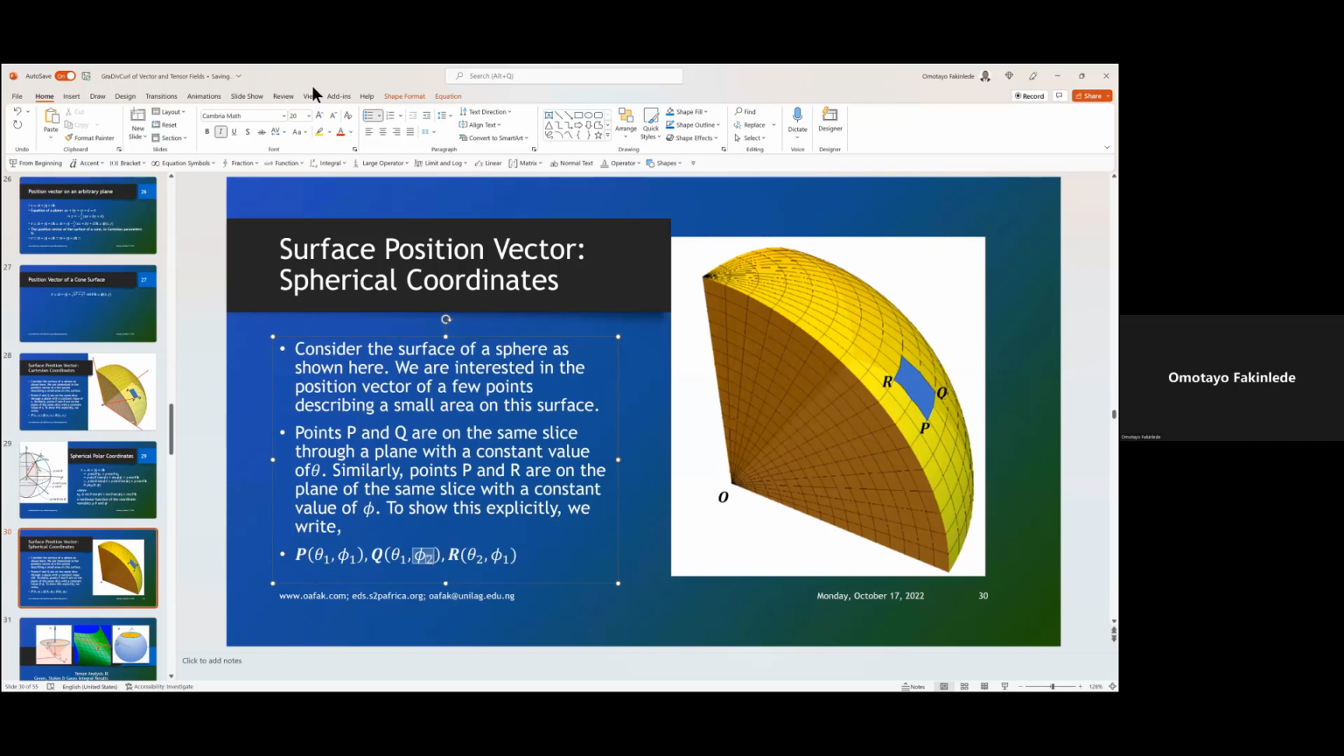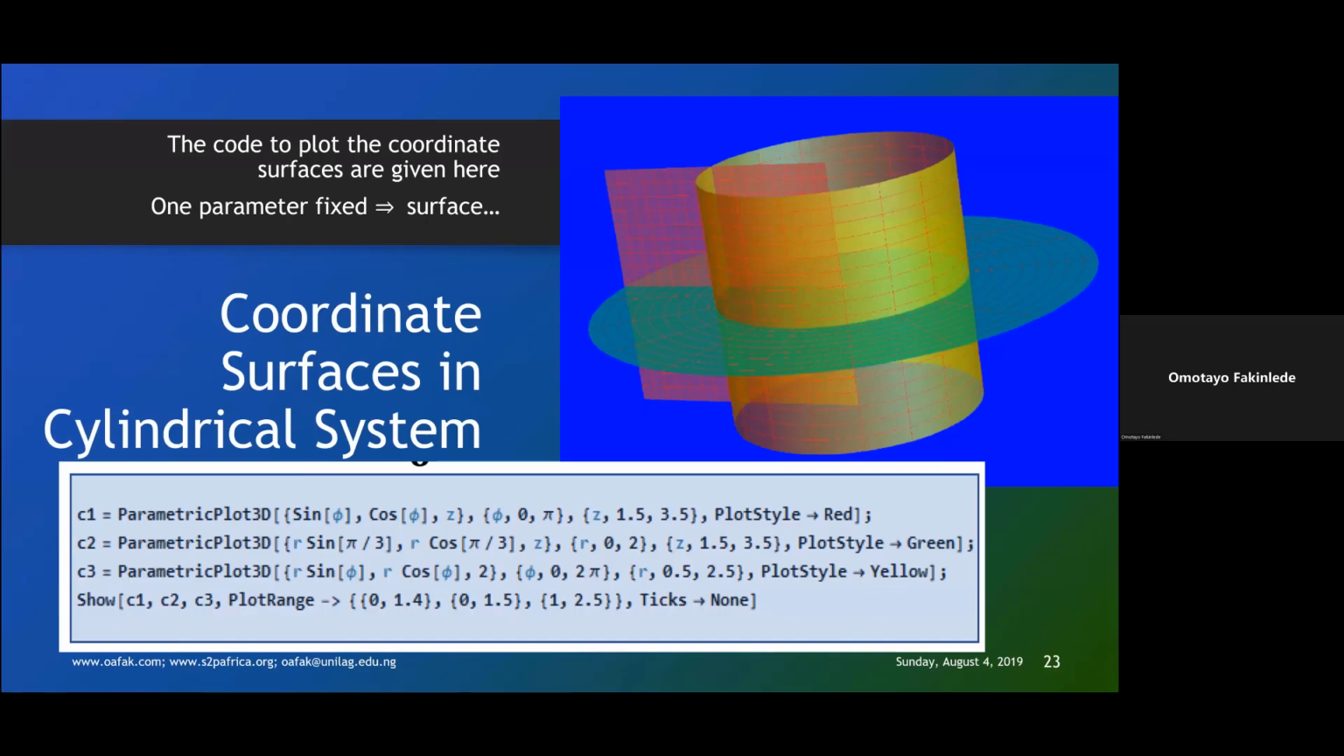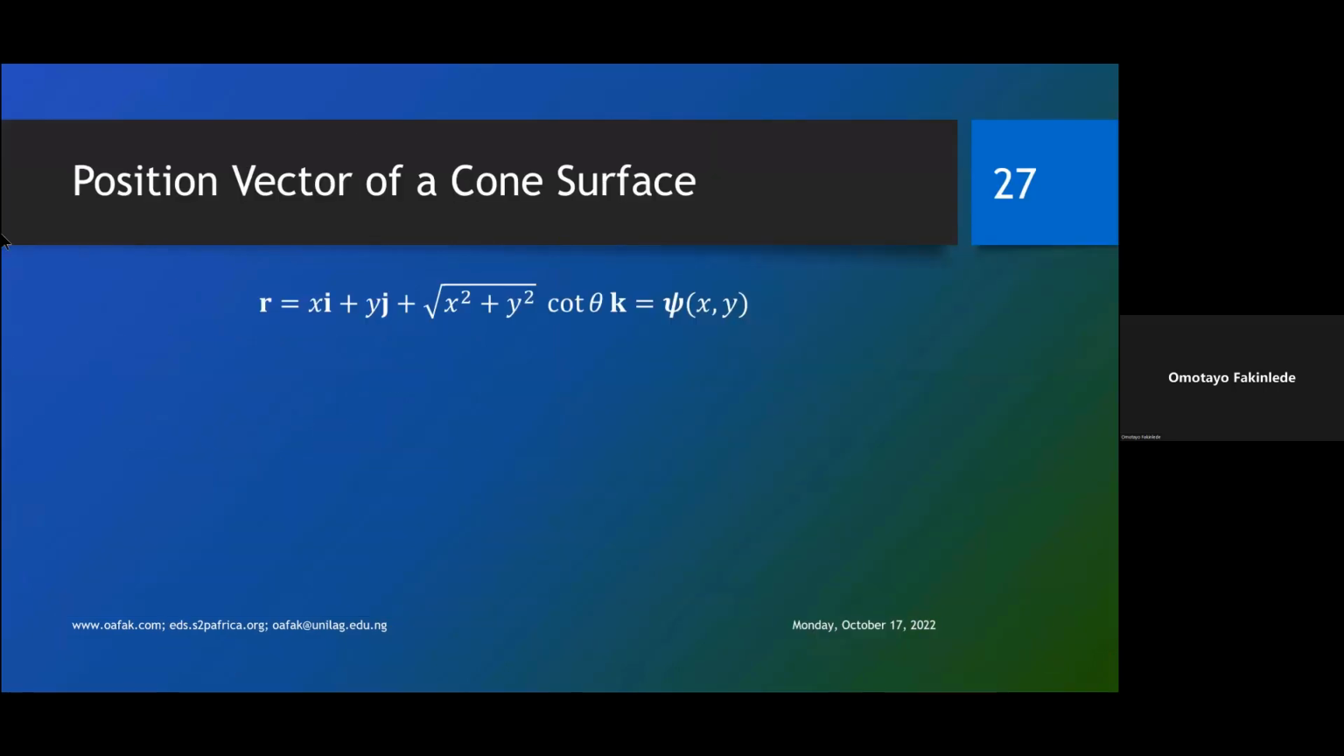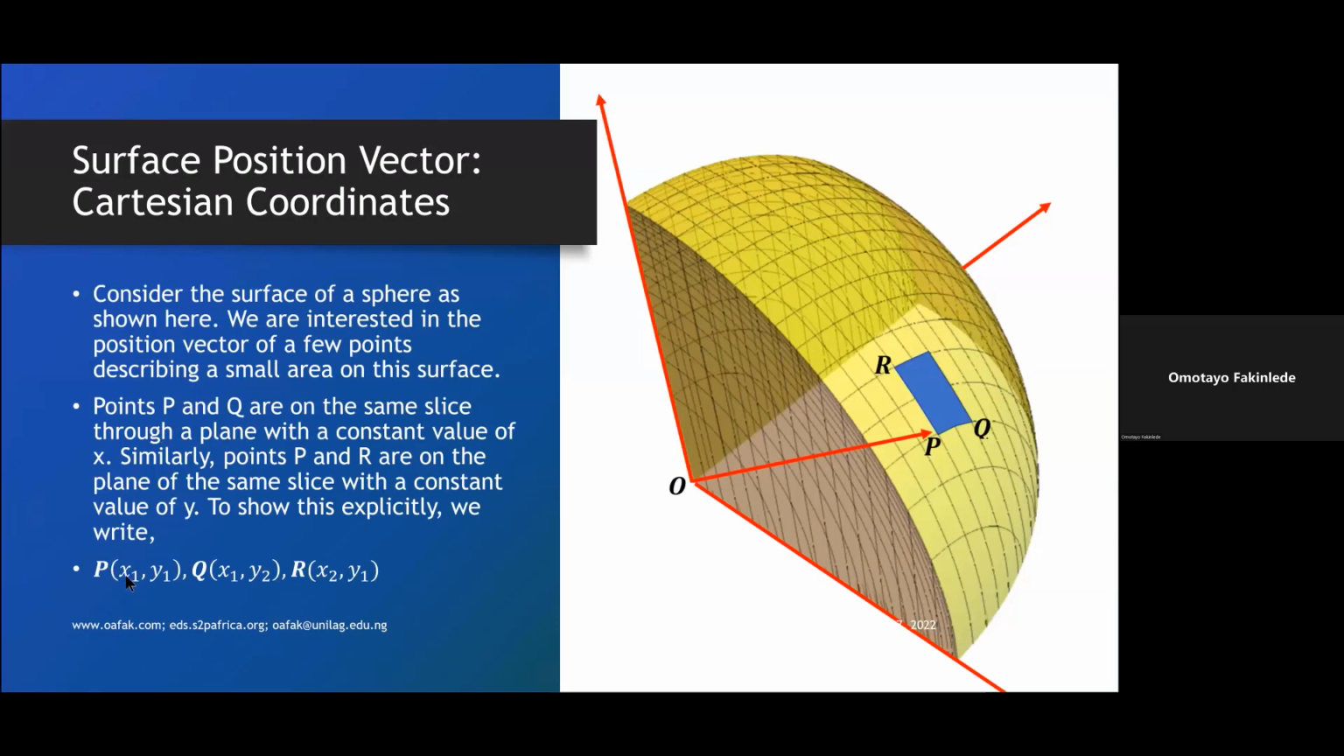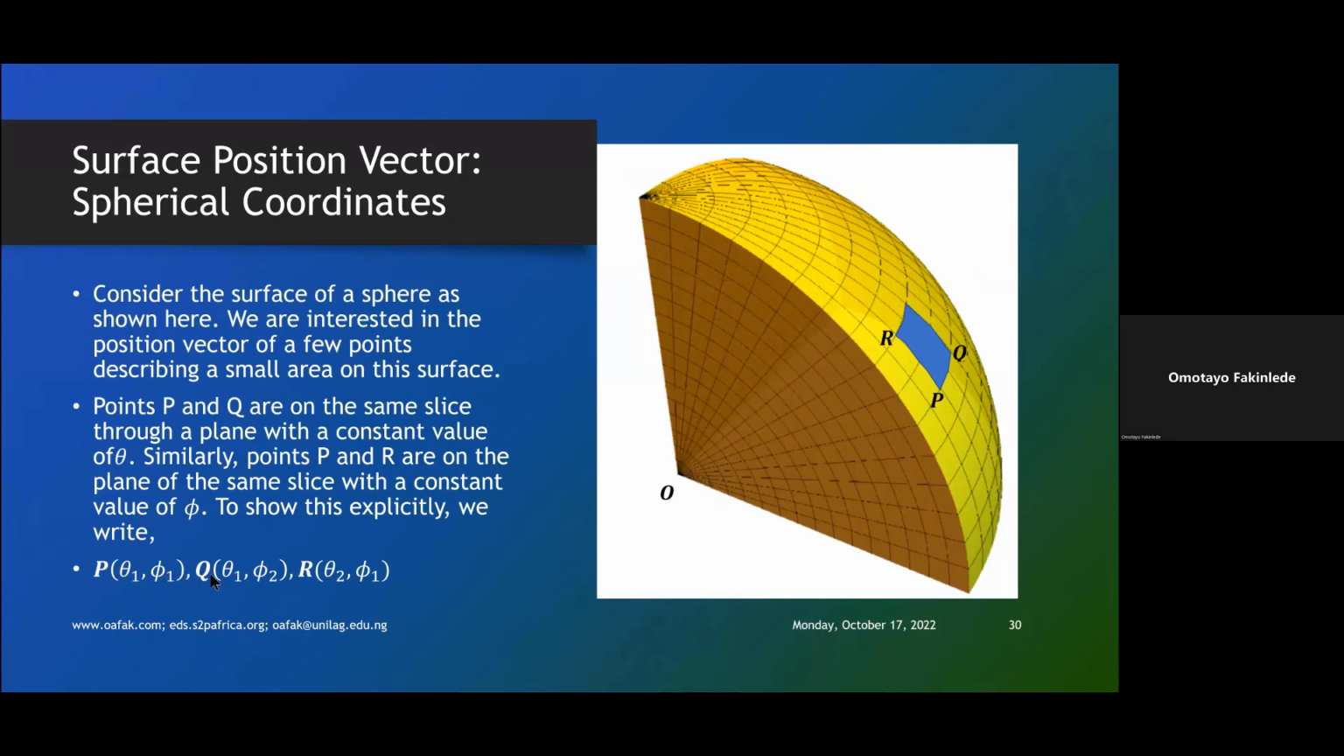Okay, so let me go and project this now. Slideshow. Okay, we're here. So P is theta 1 phi 1, Q has theta 1 phi 2, and R has theta 2 phi 1. So from P to Q, what is changing is phi, and from P to R, what is changing is theta.